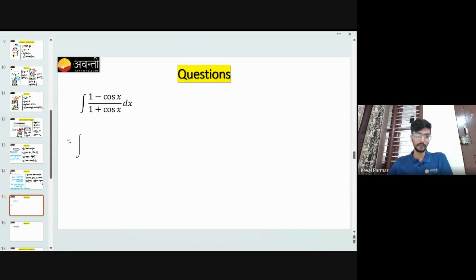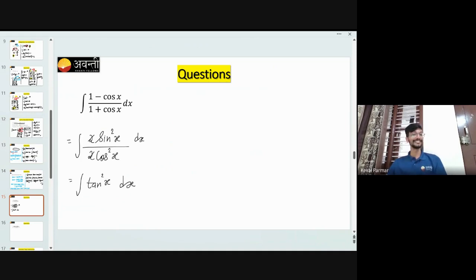So 1 minus cos x is 2 sine square x, if you remember. And 1 plus cos x is 2 cos square x. Here 2 and 2 will get cancelled. Sine square upon cos square will be tan square. Now, do you know the integration of tan square directly? No. So we will use an identity. I can write tan square x as sec square x minus 1.